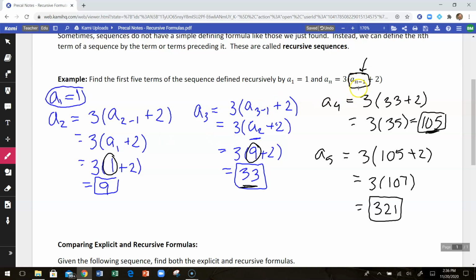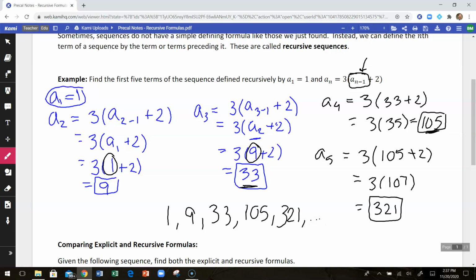Okay, so yes, you could work this out like I did the first two, and you could plug in whatever number term you're trying to find. You could plug that in for n and then simplify that down. Or you can just know anytime you see a sub n minus 1, that means the previous term. The previous term plus 2 multiplied by 3. That was my recursive formula here. So I know that my sequence would start 1, 9, 33, 105, 321, and so forth.